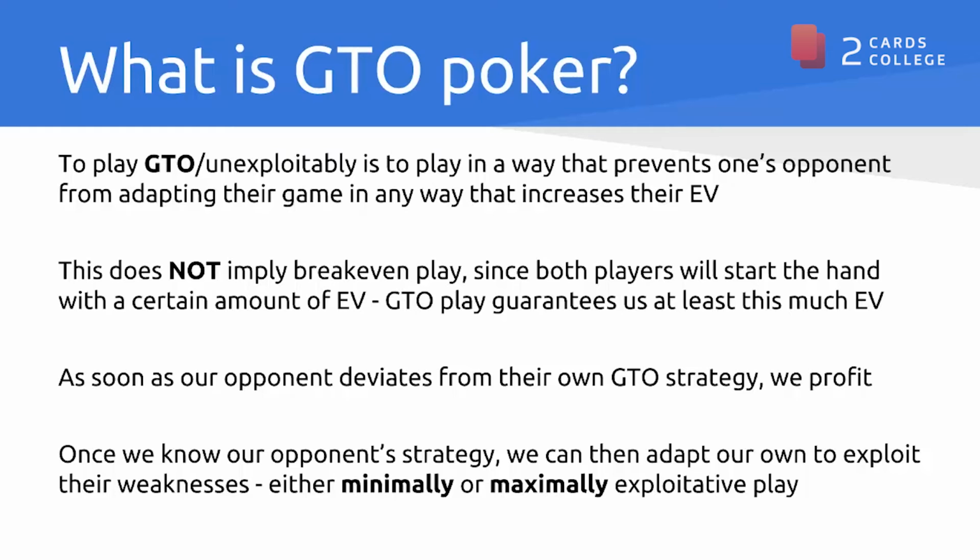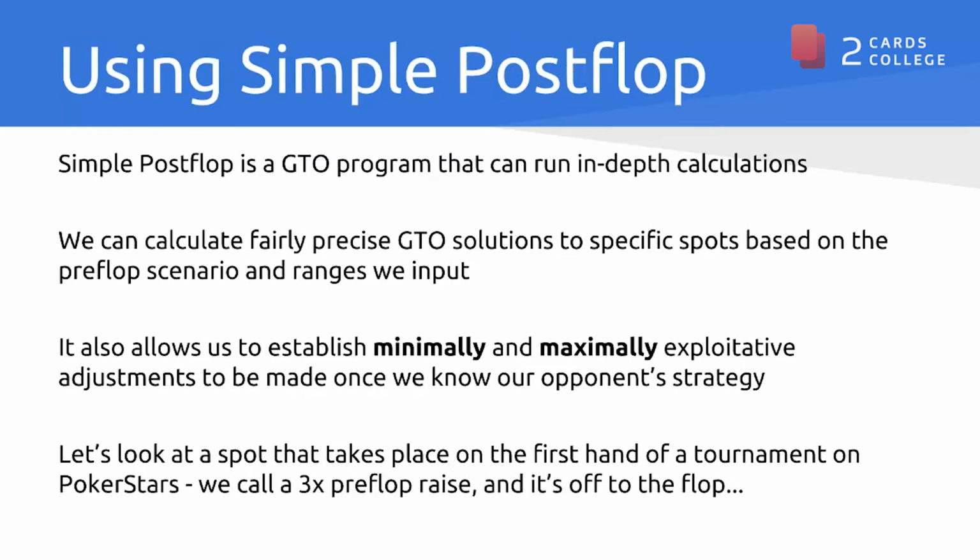It's a much more effective way than plugging in our opponent's entire strategy, because ultimately we don't know our opponent's entire strategy unless we have an extremely good read on how we think they're playing. So without that much information, GTO play and minimally exploitative play are a lot more useful than maximally exploitative play. So without further ado, what I'm going to move on to is using Simple Postflop, this calculator that I think is going to prove so useful for us.